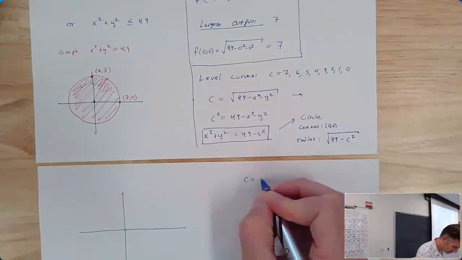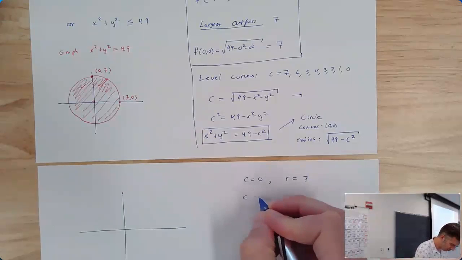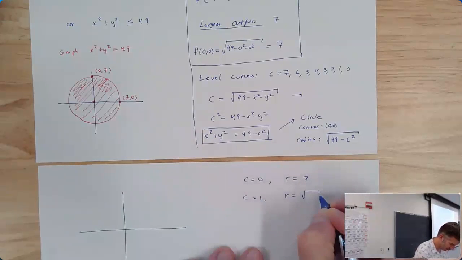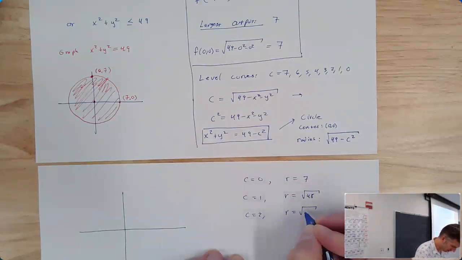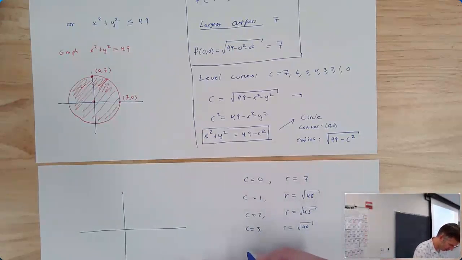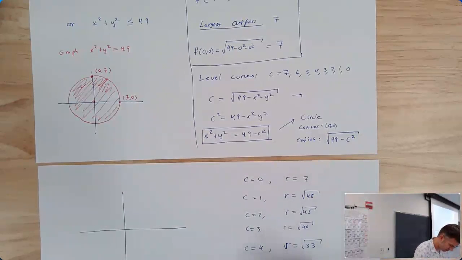If c equals 0, my radius is going to be the square root of 49. If c equals 1, my radius is the square root of 48. C equals 2, square root of 45. Okay, I think we get the picture. C equals 3, square root of 40. I'm not going to draw all those. C equals 4, R is the square root of 49 minus 16, which is 33. You pick 5, you get the square root of 49 minus 25, which is 24. And C equals 6, R is the square root of 49 minus 36.